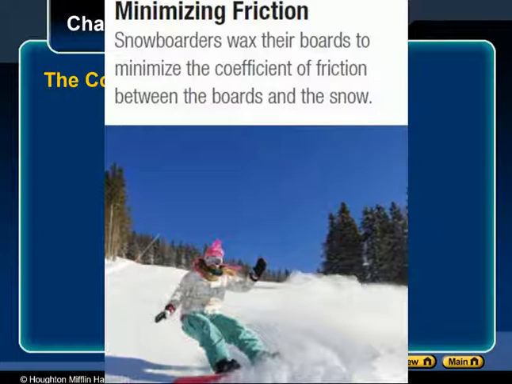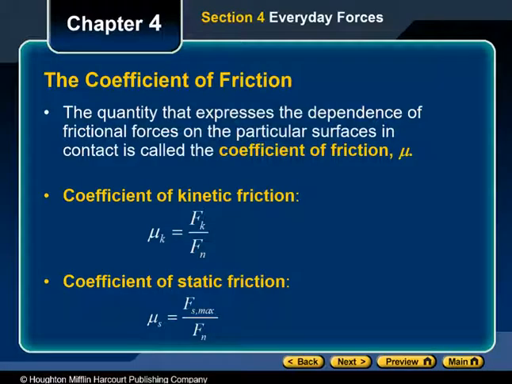The coefficient of friction between a waxed snowboard and the snow will affect the acceleration of the snowboarder, shown on the screen here. The coefficient of friction is represented by the symbol mu, the lowercase Greek letter. The coefficient of friction is a ratio of forces. It is defined as the ratio of the force of friction to the normal force between two surfaces. The coefficient of kinetic friction is the ratio of the force of kinetic friction to the normal force, represented as mu sub k is equal to F sub k divided by F sub n.